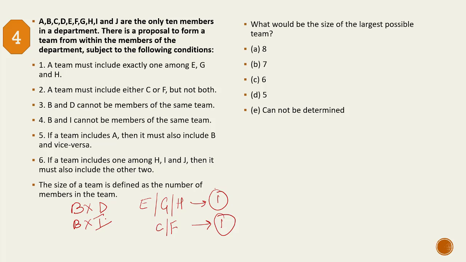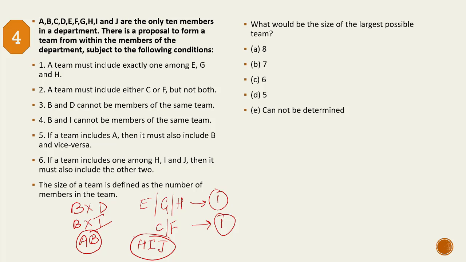If a team includes A, then it also must include B and vice versa. So that essentially means that A and B will always come together. If a team includes one among H, I, J, then it also must include the other two. So if I'm taking H, I and J will tag along. Or rather, if I'm taking I, H and J will come along. If I'm taking J, H and I will come along. Okay, so these are the 6 major conditions that are being mentioned here.